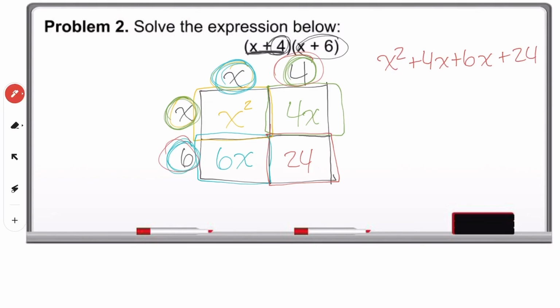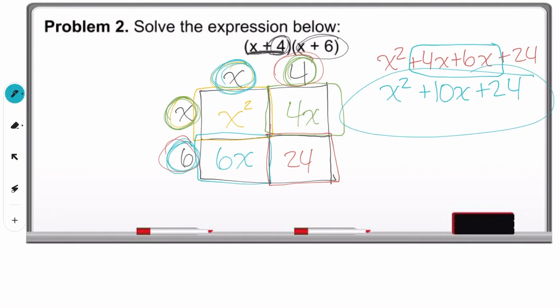I always combine my like terms before writing out my polynomial. We want our polynomials to always be as simplified as possible. So I see I have a 4x and a 6x. These are like terms because they're both linear terms. I bring down my x squared. 4x plus 6x gives me positive 10x. And then I bring down my plus 24. And this is my final polynomial because I see it is as simplified as possible and I do not have any like terms. So x plus 4 times x plus 6 is the polynomial x squared plus 10x plus 24.